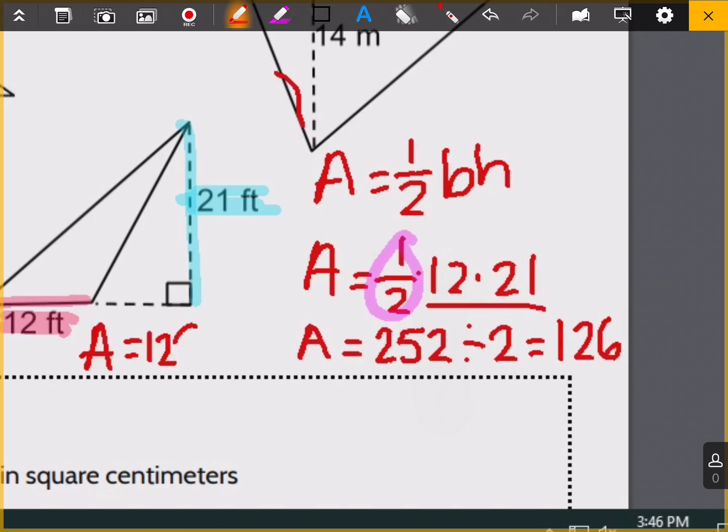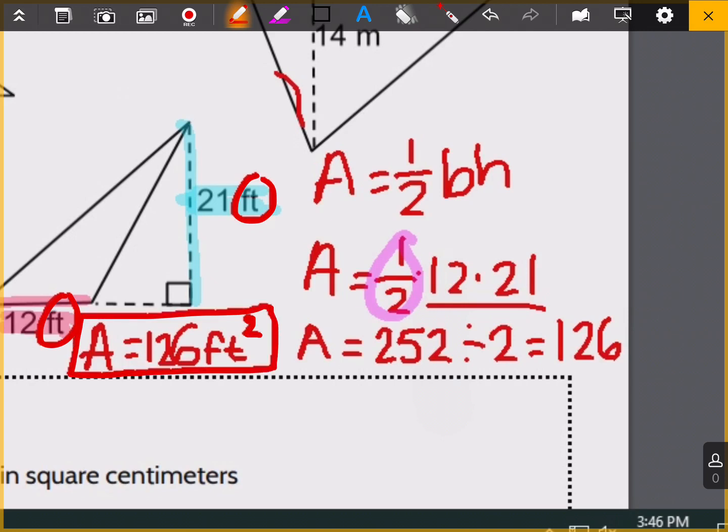And don't forget your measurement pieces. It's going to be measured in feet, and we multiplied 2 values of feet together, so it's going to be squared. So make sure you put that exponent of 2 behind your feet.